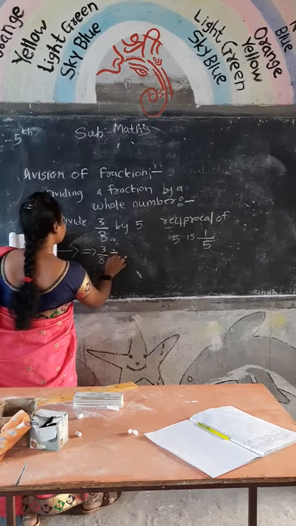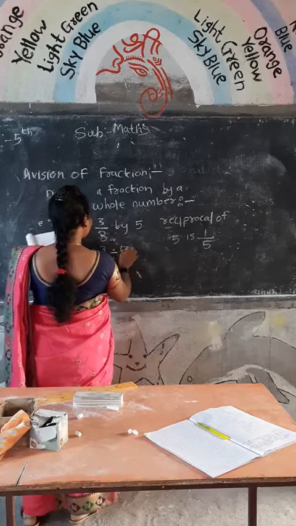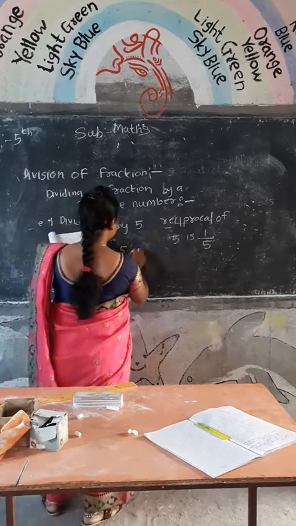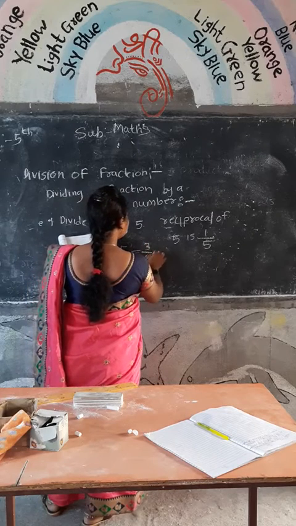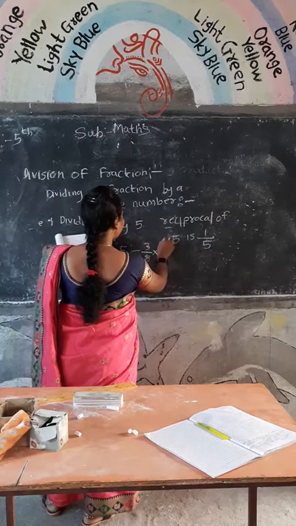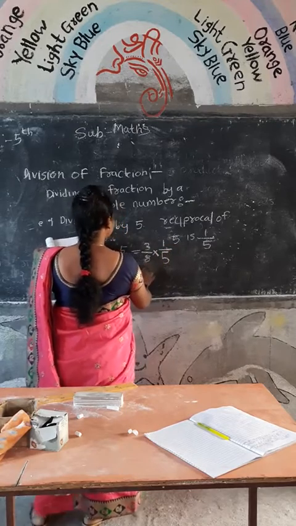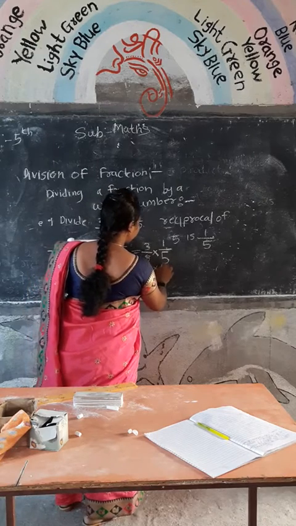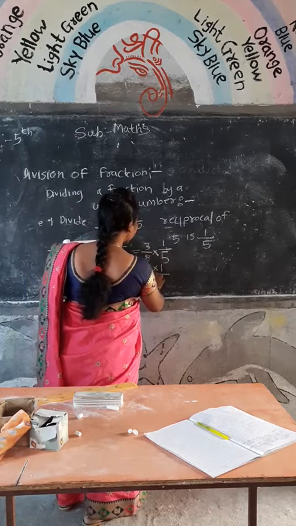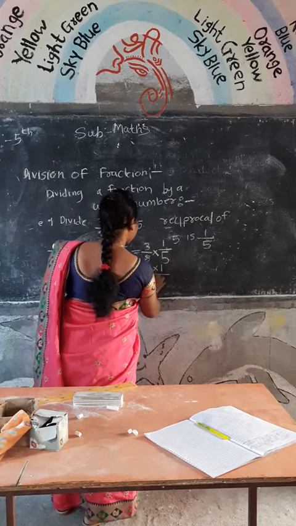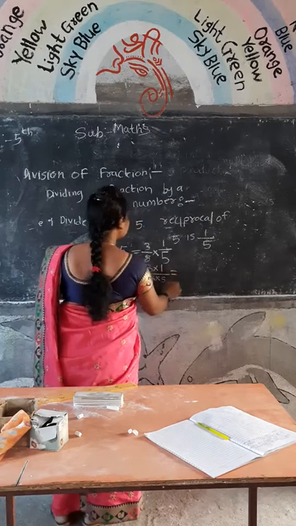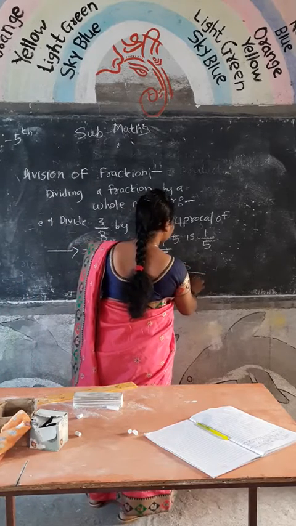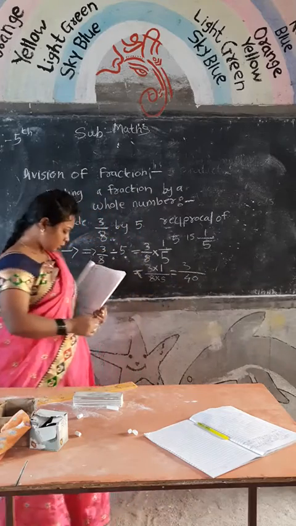Then the solution: 3/8 divided by 5. We take the reciprocal, so 3/8 is multiplied with the reciprocal of 5, which is 1/5. Then multiplication: take the product of the numerators as numerator and the product of the denominators as denominator. 3 multiplied with 1 is 3, and 8 fives are 40. So the answer is 3/40.